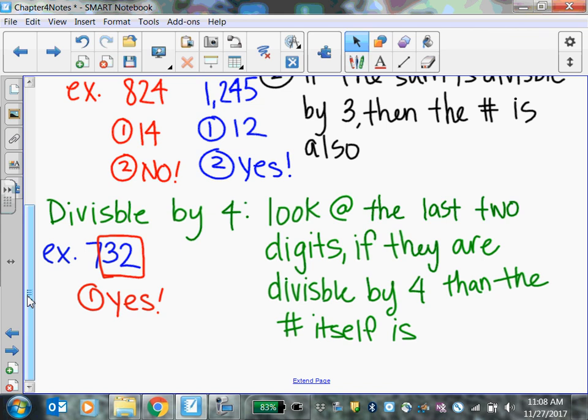All right, you all try this one at your table. Try 1,864.